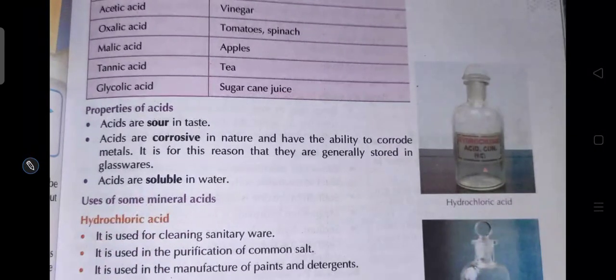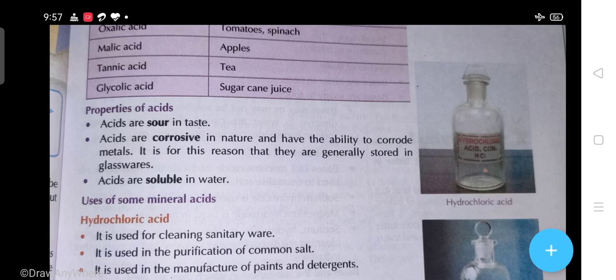Now, the properties of acids. If we talk about the properties of acids, then we can say acids are sour in taste. Acids are corrosive in nature and have the ability to corrode metals, and it is for this reason that they are generally stored in glassware.